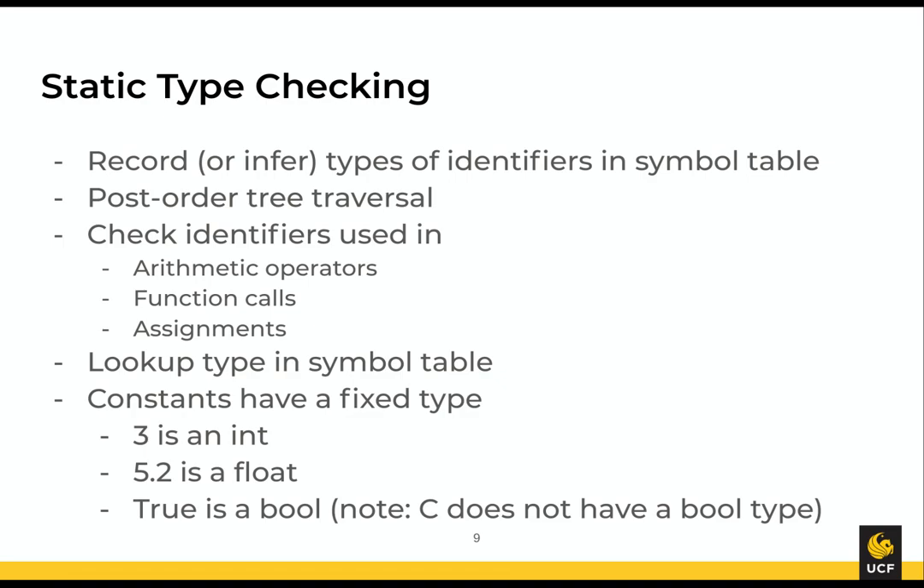But constants are easy. Constants just have a predefined type according to your language. So at least in our language and in other languages like C, 3 is defined to be an integer, no matter what. 5.2 is defined to be a float, no matter what. C doesn't have Boolean, but in languages that have Boolean, true is defined to be a Boolean type. So questions on this at all?